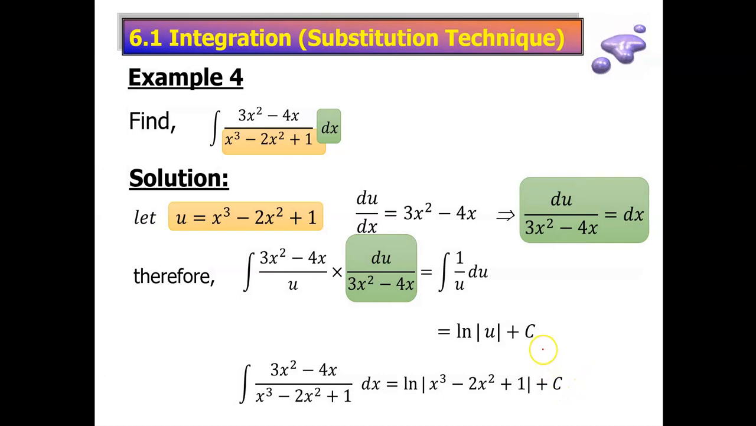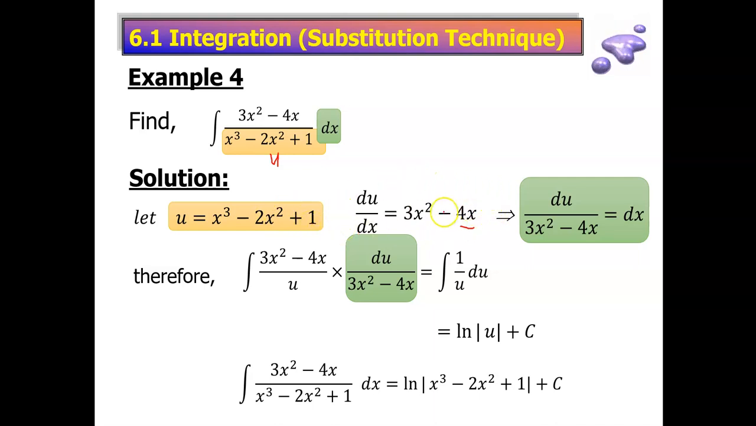And example 4. Okay, again, we're going to choose which one is the longest term, which one is the longest function. So this one is the longest. So this one becomes your u. Okay, so we let u equal to x cubed minus 2x squared plus 1. And again, you're going to find du over dx. You differentiate u with respect to x. So slowly, differentiate x cubed, you get 3x squared. Differentiate 2x squared, you get 4x. Differentiate 1, you get nothing.